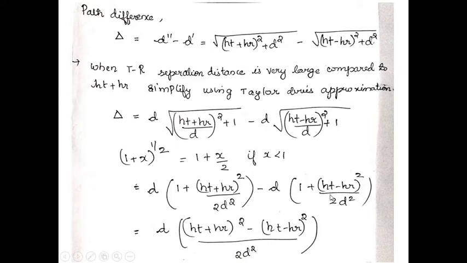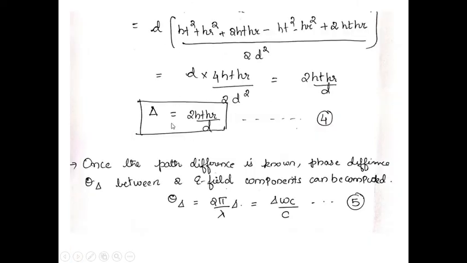Apply here also. By using the Taylor's approximation, we are considering that the separation distance d is large when we are comparing to ht plus hr, and using this approximation we get the value of delta as 2 ht hr by d. So this is the expression for path difference delta, that is equal to twice of ht hr by d.